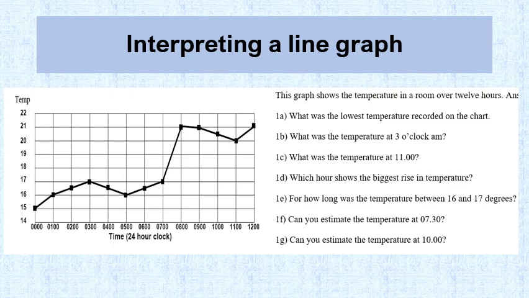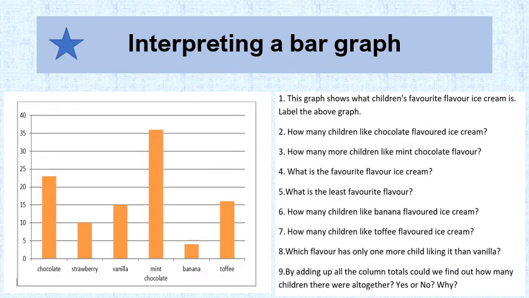Pause here while you look at these, read the questions and have a go on your own maybe, or you can replay just to get a hang of this line graph. For a one-star task, we're going to be interpreting a bar graph. Here you have a bar graph with ice cream flavors, and you've got to provide the label.